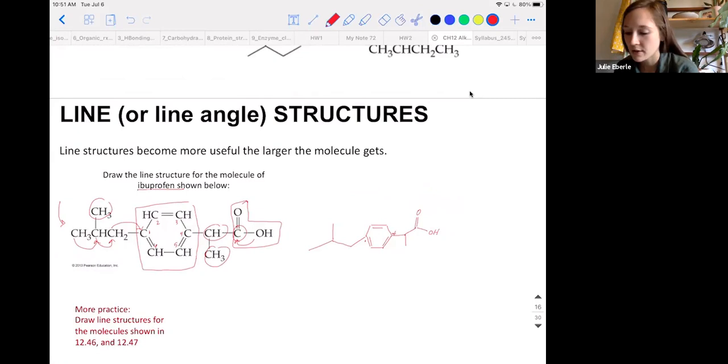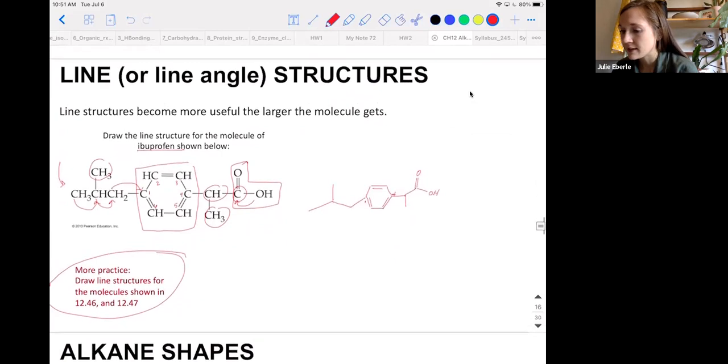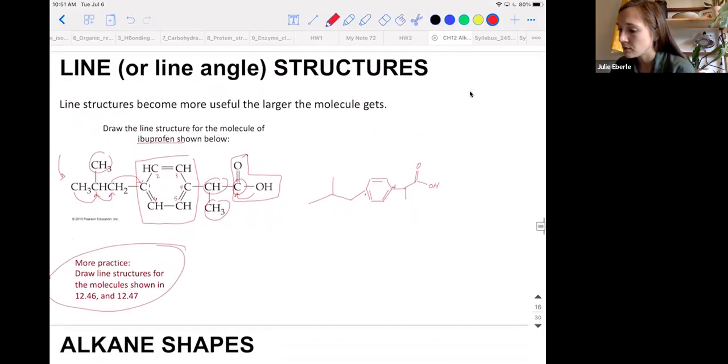Any questions on how we just did that? If you want more practice on this, there's a few problems here I recommend you do practice on. All right. Okay, so that's two different formats or two ways, condensed structures, line structures, that you can draw molecules for your homeworks, for the exams, whatever you're more comfortable with.